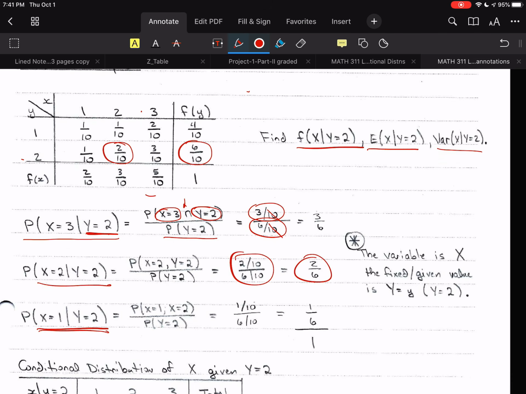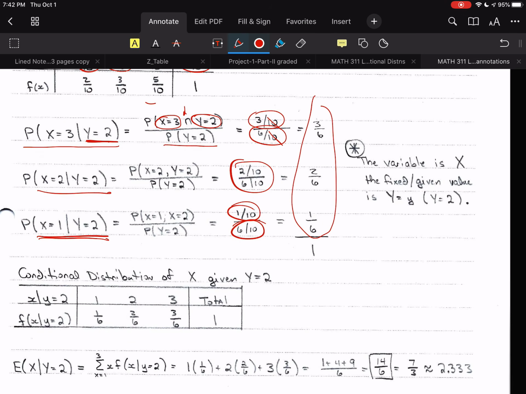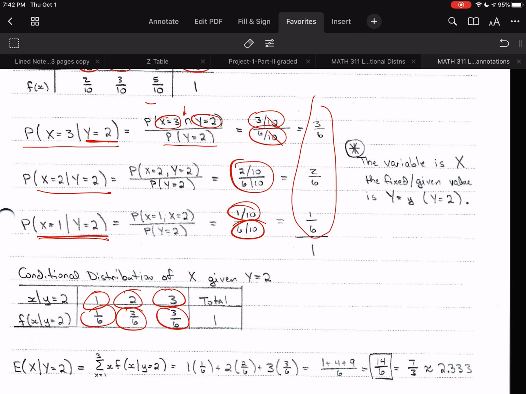Now for x equals 1 and y equals 2, 1/10 over the total, 6/10. So I get 1/6. And if I add these three up, look at what happens. They add up to 1, as they should. So this is a probability distribution. So now I can write the conditional distribution of x given y equals 2. I have x is 1, x is 2, x is 3. And then here are my three probabilities. And of course they add up to 1, as they're supposed to.